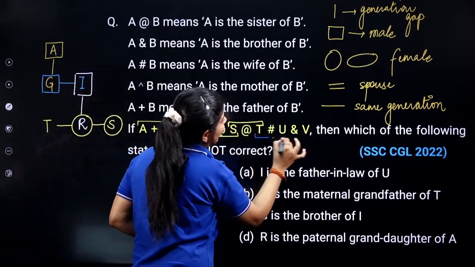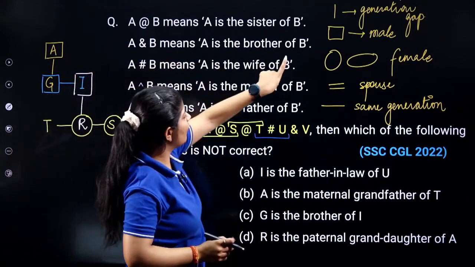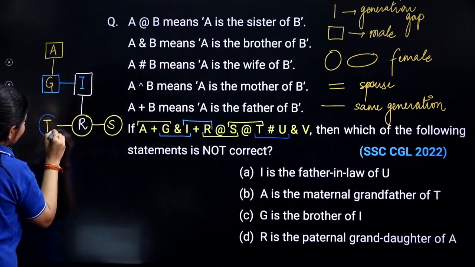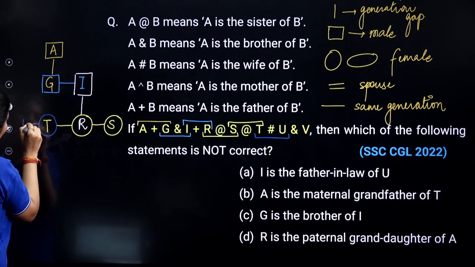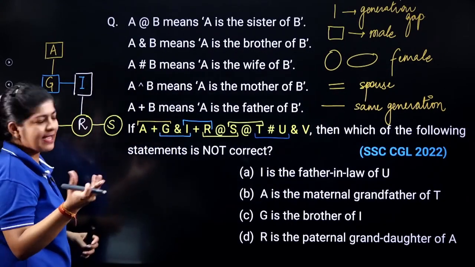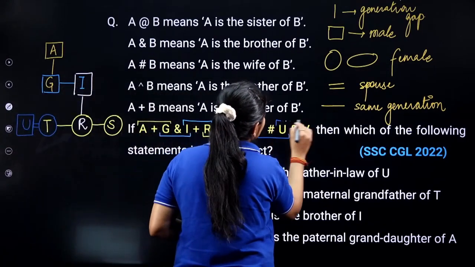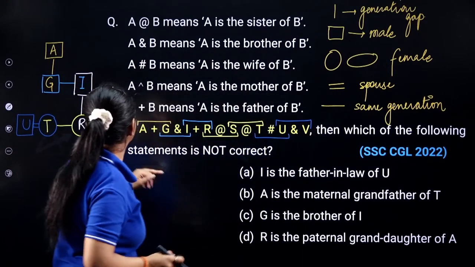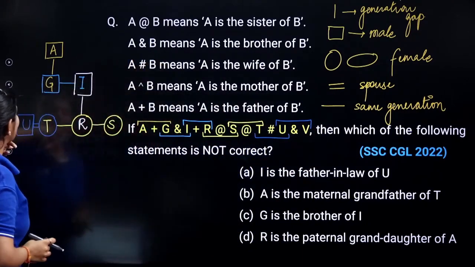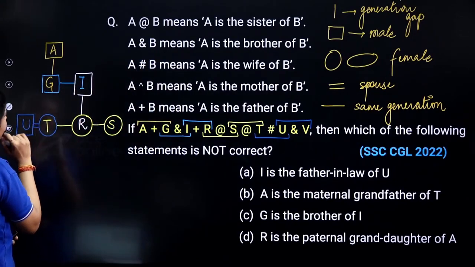Next one. T hash U. Where we have hash, A is a wife of B. That means T is a wife of U. If T is a wife, then we can easily say that U is a male. Next one. U and V. Okay, we need some more space because we need to draw V.